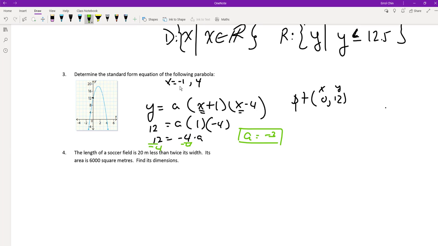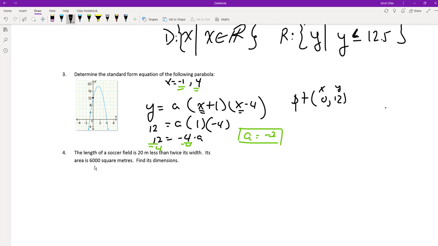So again, look for the zeros, and it's just the opposite sign. So -1 gives x plus 1, and +4 gives x minus 4. To find a, all you have to do is use any point. I just happened to find one that was easy to read. You could have used any one of these points. Just pick one that makes life easier for you. All right, next example.